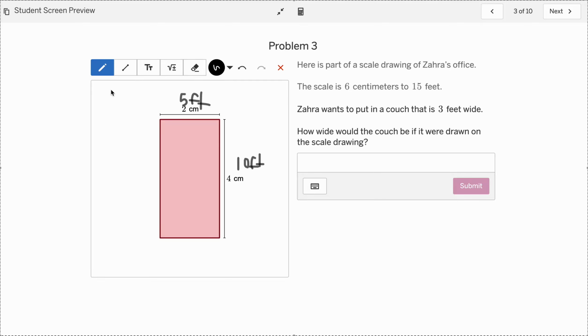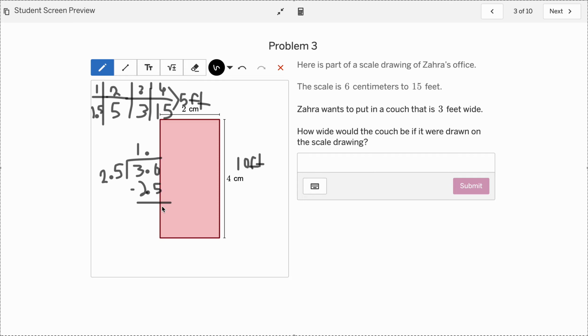So basically what we're doing, going back to our table here, we have 2 centimeters, something centimeters to 3 feet, and we have 6 centimeters to 15 feet, and we know that the difference between this is 2.5, and we know that 1 was 2.5, so I have to divide 3 by 2.5. So 2.5 goes into 3 one time, and I put my decimal, and I know that that's going to be 0.5, bring down a 0.